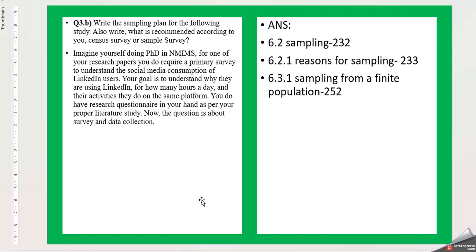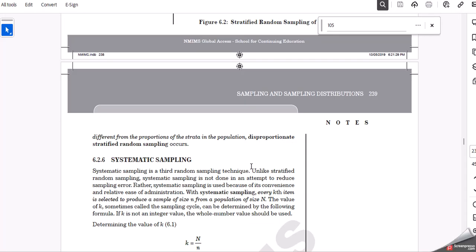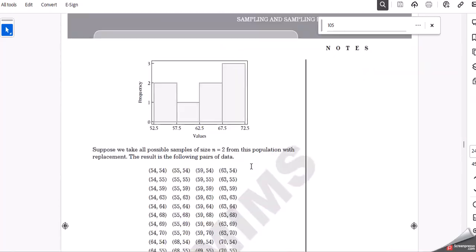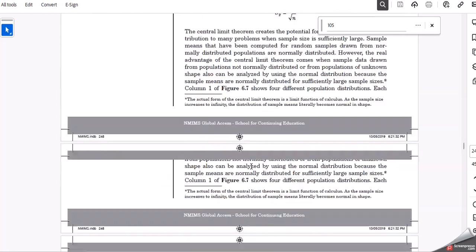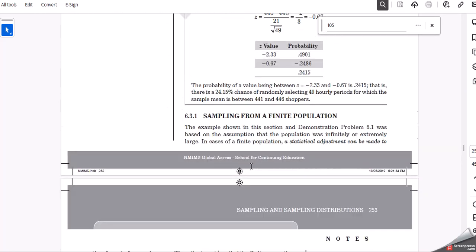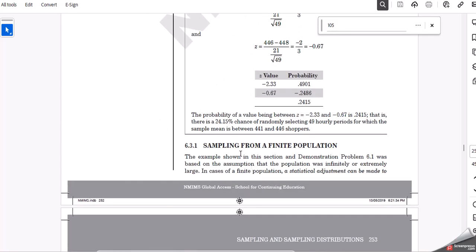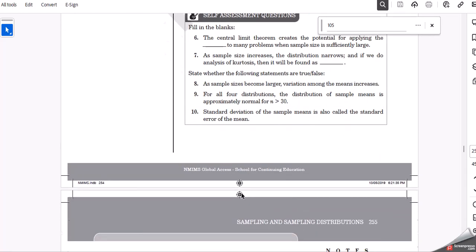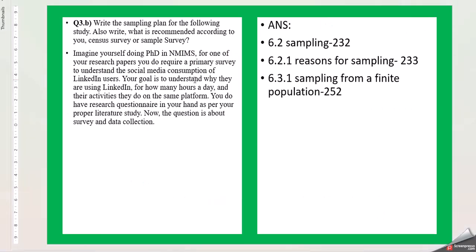Then 252. Sampling for a finite population. Just run through it. Maybe you can write it in a summary way, because it's just a 5 marks question, and give very solid point-to-point information. You have to come close to 500 words, but very precise, with a good number of assumptions that you make when you have this study to be done.